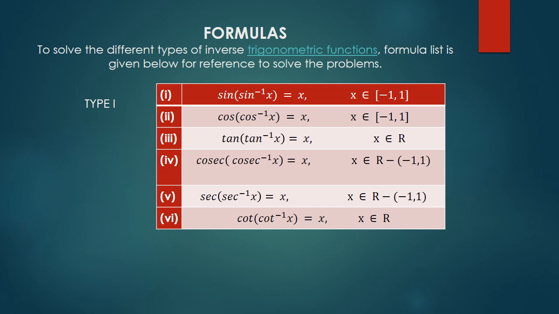Similarly, other trigonometric ratios like cos of cos inverse x will also be equal to x. Tan of tan inverse x will be equal to x. Cosec of cosec inverse x will be equal to x. Sec of sec inverse x will be equal to x. Cot of cot inverse x will be equal to x.